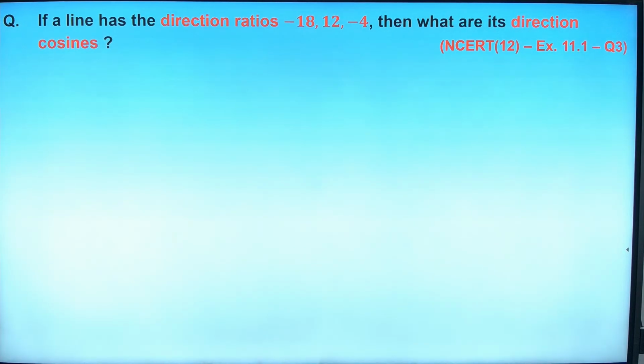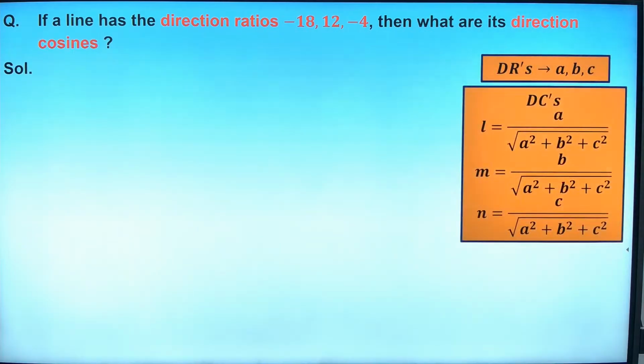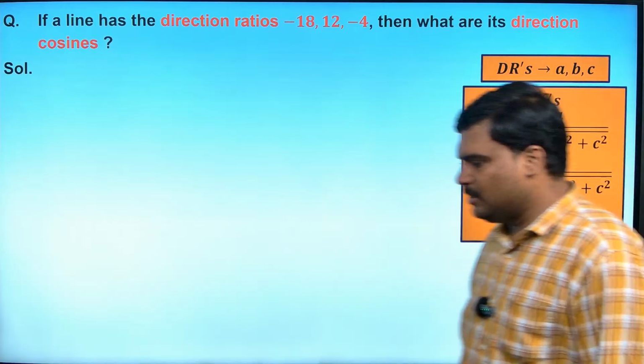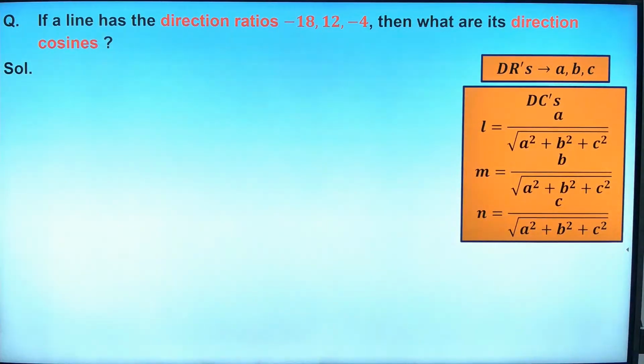If the line has the direction ratio, then what is its direction cosine? Huh? The direction ABC is given. Find L, M, N. So what is the formula? L is equal to A by square root of, come on, do it fast. 30 seconds. The important portion seems to come in the next class.